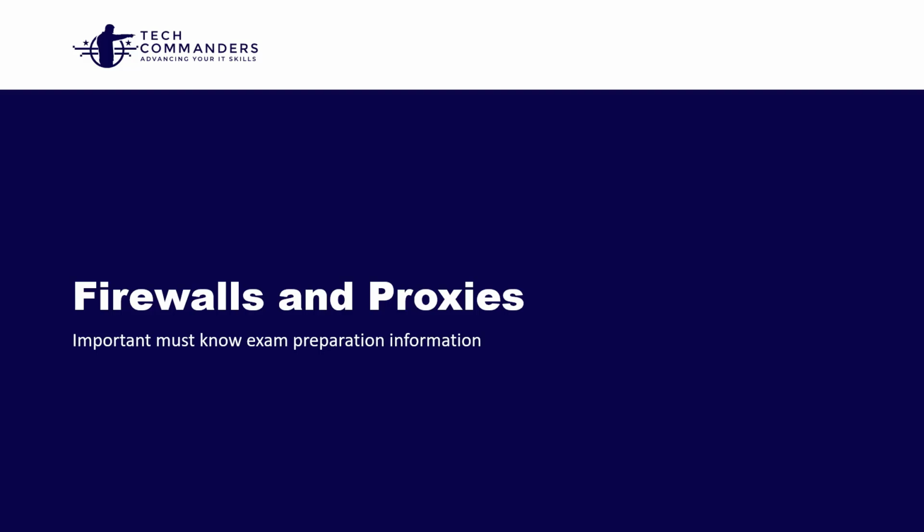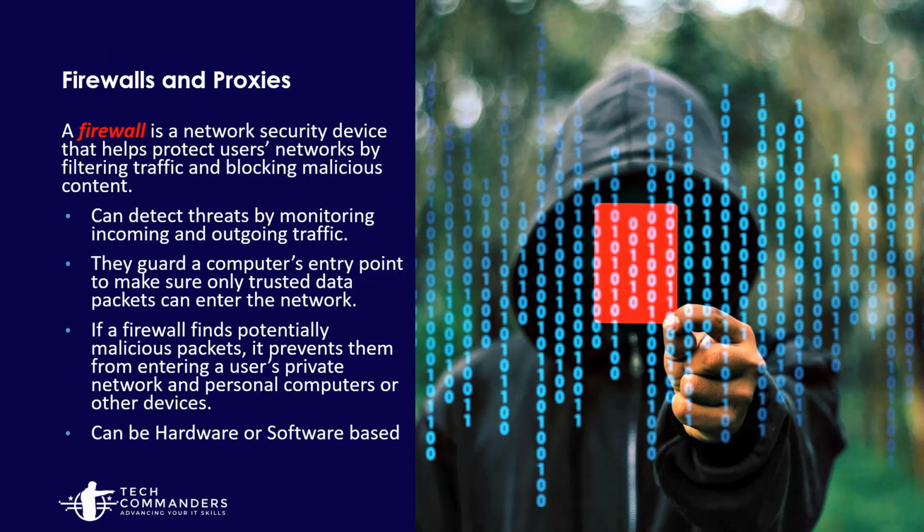Firewalls and proxies. Perhaps one of the main areas that can confuse anyone a little bit new to cybersecurity is really understanding firewalls and proxies. So I wanted to talk about the specific types of security tools that can be software or hardware depending on how we implement them. With that said, a firewall is a network security device that helps protect users' networks by filtering traffic and blocking malicious content.